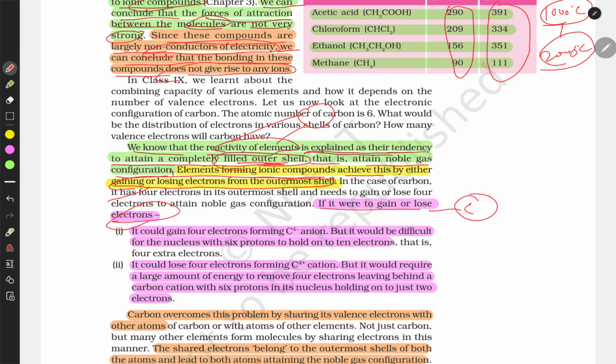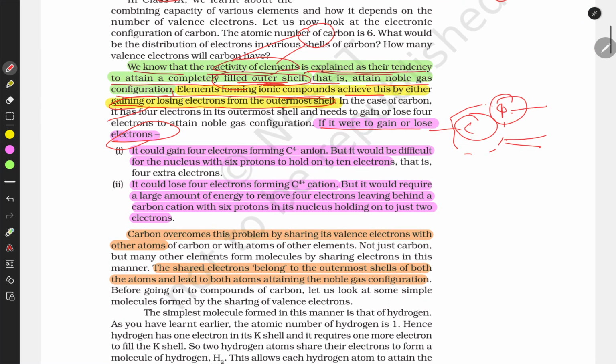Carbon has a valency of 4, and the outermost shell has 4 electrons. Either it needs 4 electrons to make the outer shell complete, or it can lose electrons. What happens in both cases? Let's discuss this.